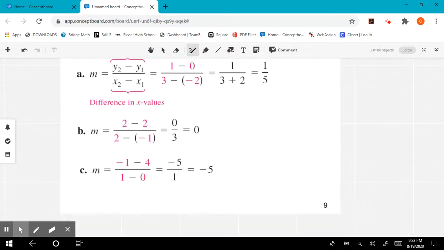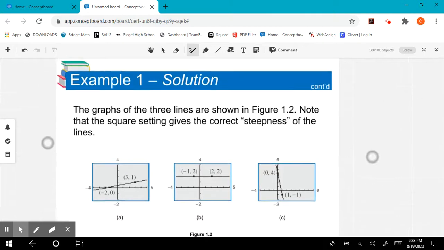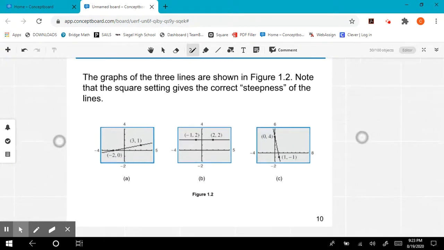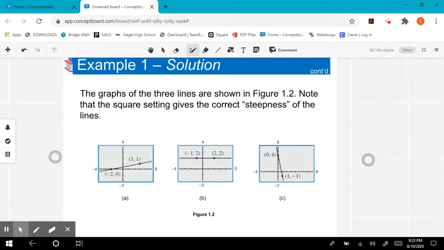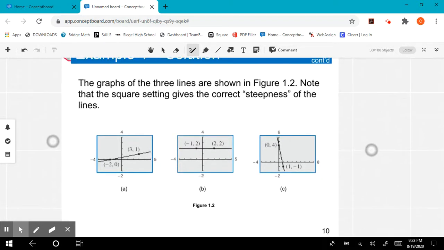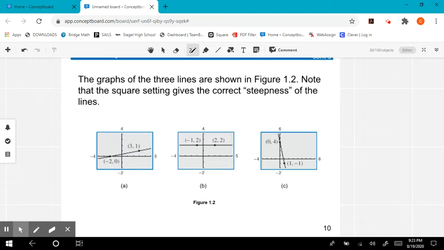Let's go on. And that's just where they're showing the answer. All right, here they're just showing us some pictures off one of these graphing calculators. Notice they're saying that using a square setting would give us a better idea of what the actual slope is. Sometimes it's in a rectangular shape, your standard setting, and it sort of warps it a little bit. But anyway, these are those three lines.